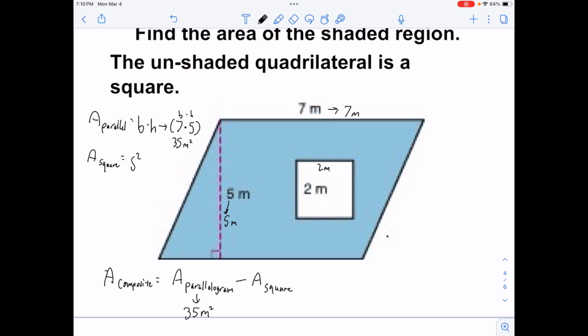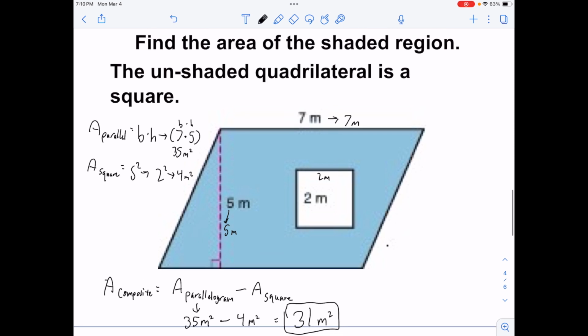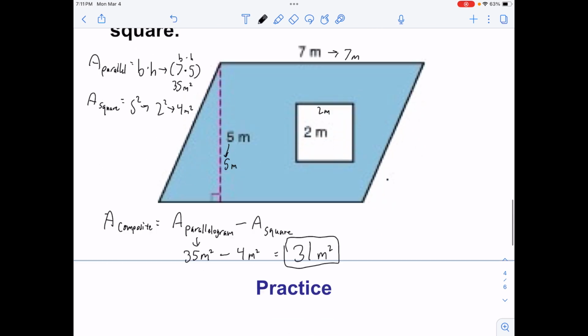35 meters squared. Now I'm going to subtract the area of the square, and the area of the square is just 2 squared. Each side is 2, we square that. So the area is going to be 4 meters squared. So it's going to be 35 meters squared minus 4 meters squared. 35 minus 4, 31 meters squared. Again, you got to put down your units, otherwise you're going to get points taken off. So we have area addition, but we also have area subtraction. You got to watch out to know which one you're doing for which problem.